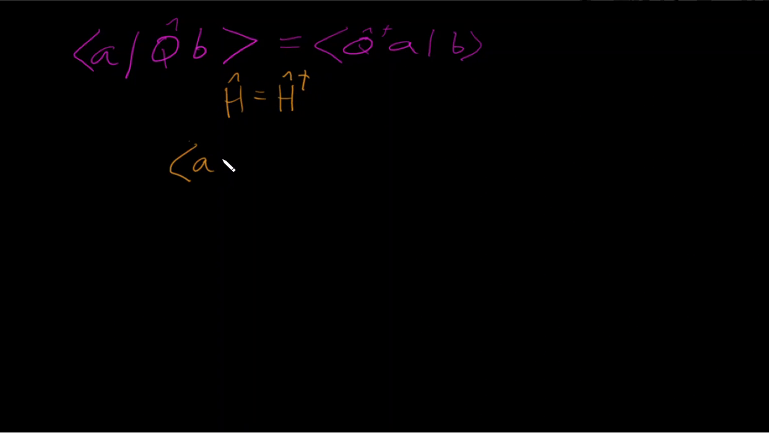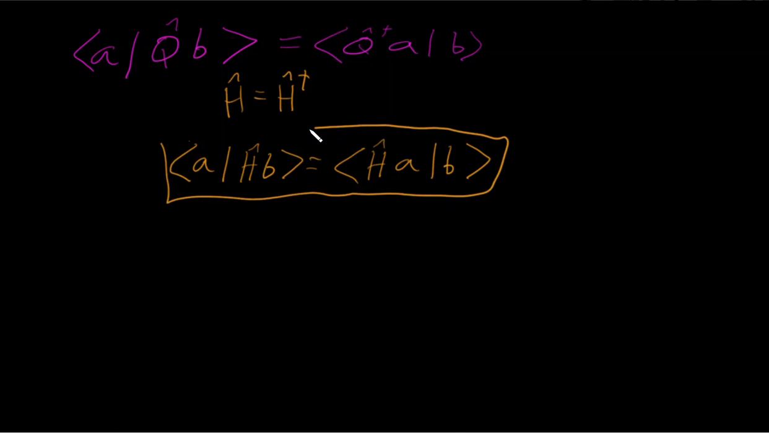If we have some A inner product with h hat B, this is equal to h hat dagger, right? But h hat dagger is h hat, so h hat acting on A inner product with B, right? And this is going to be our more solid way of defining a Hermitian operator. A Hermitian operator follows this. It can kind of hop the inner product. That is how we're going to define a Hermitian operator.